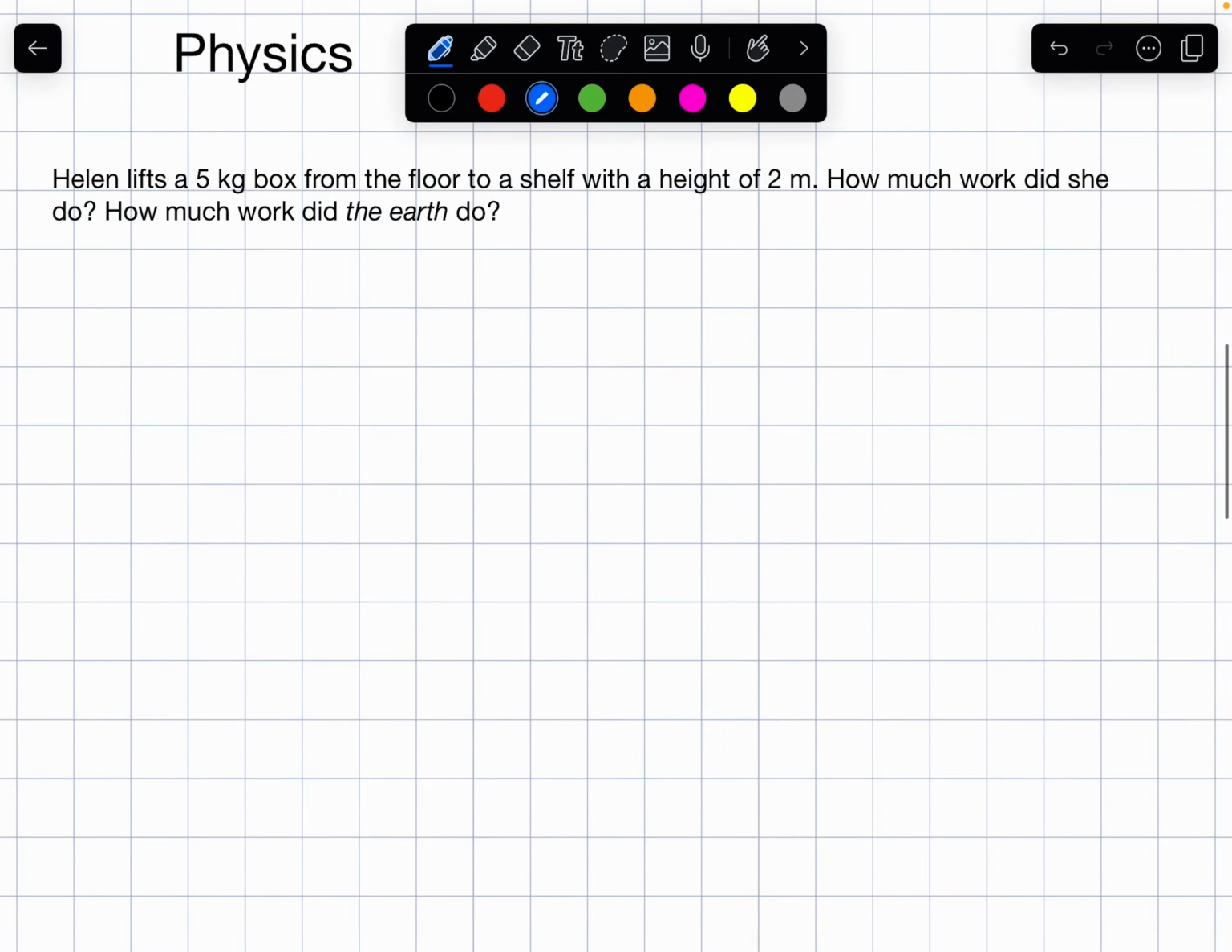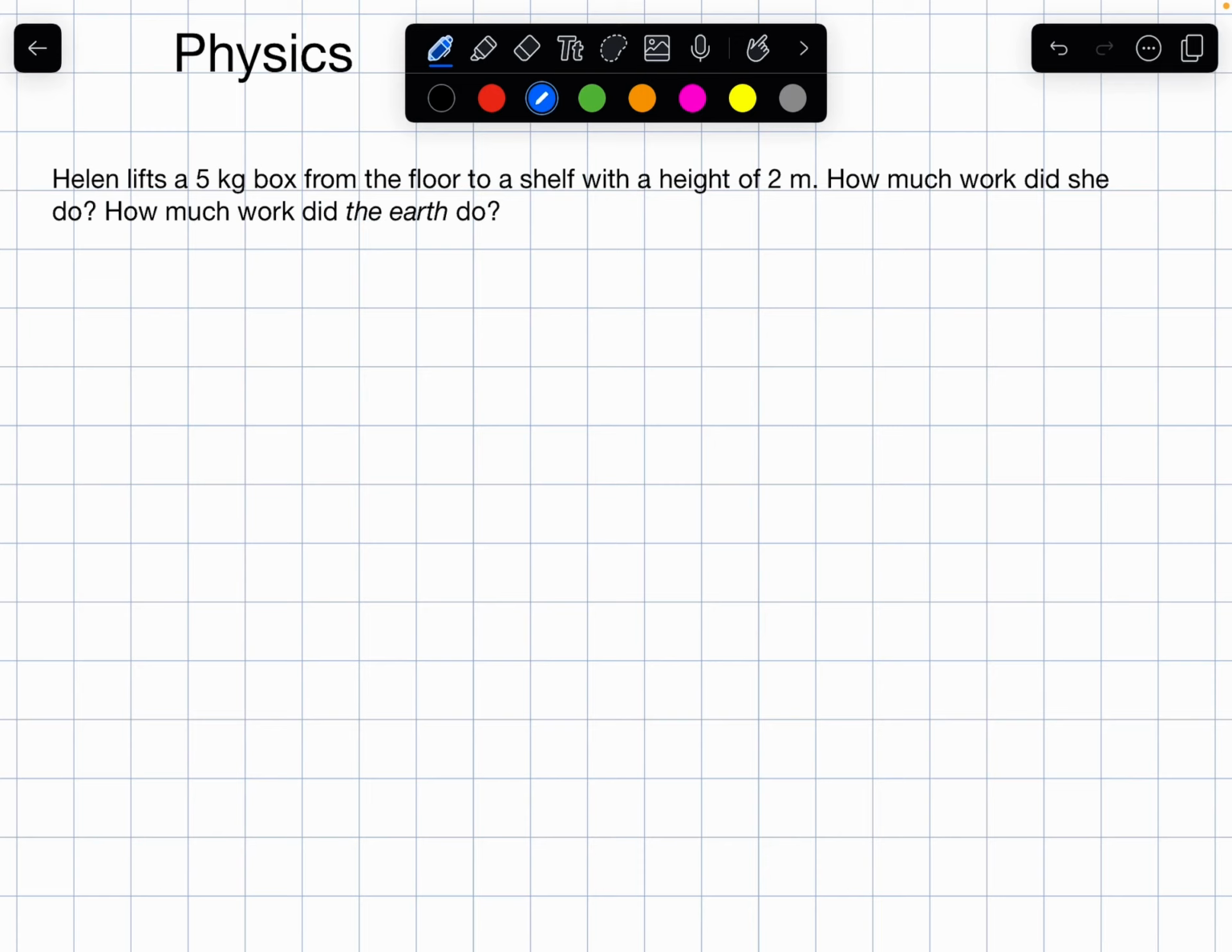Here's another example of a work problem. This one involves lifting something up. So let's read it. Helen lifts a 5-kilogram box from the floor to a shelf with a height of 2 meters. How much work did she do? How much work did the Earth do?